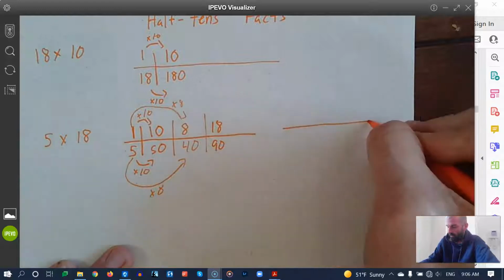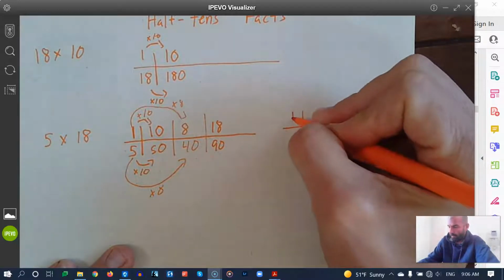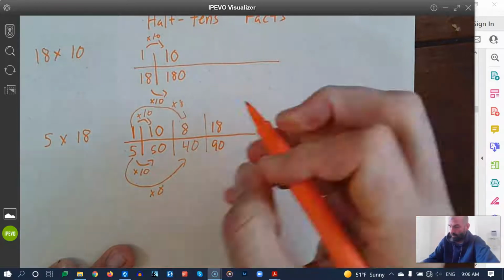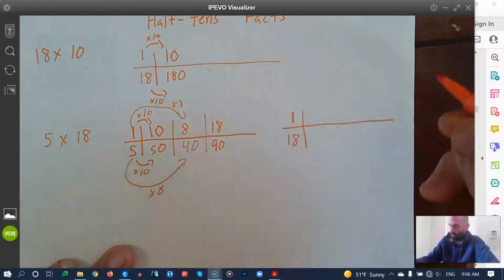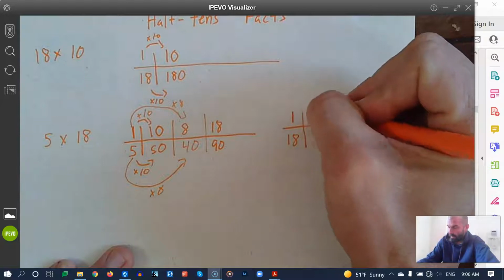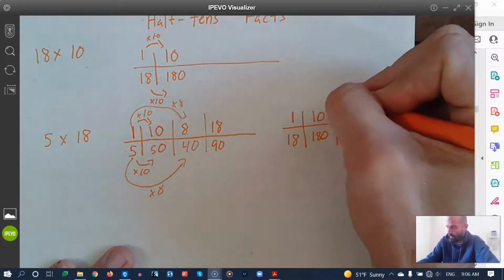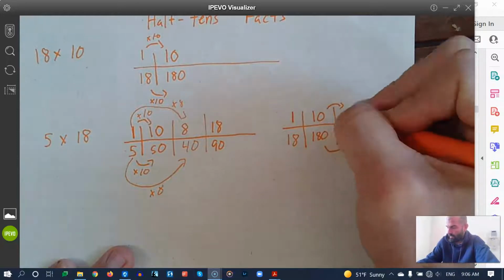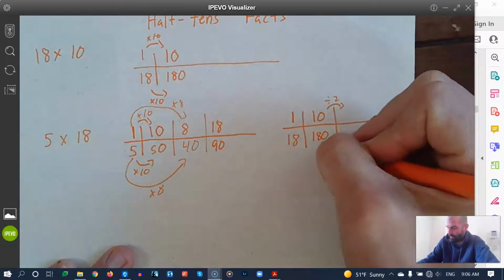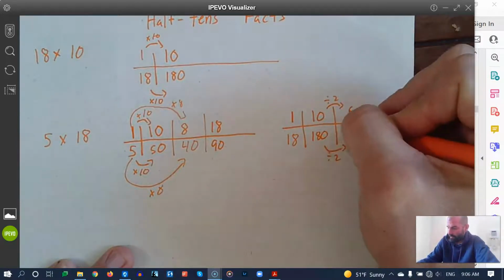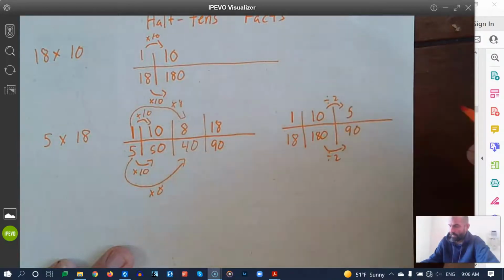Another way you could have done it is to set it up a little differently. You could look at this compared to the 18. So 1 set and 18 sets. And I know that 10 sets is 180. And I also know that 5 is half of 10, and that 180 divided by 2 is 90.